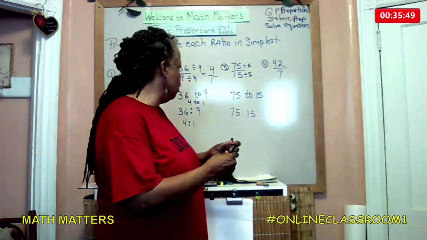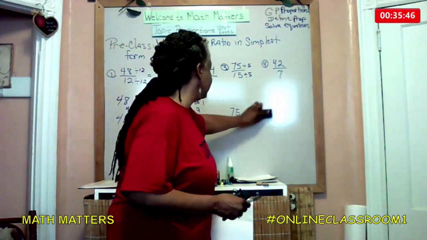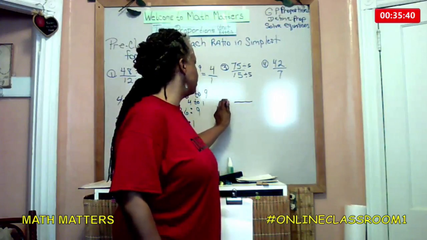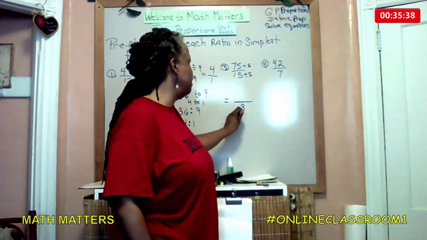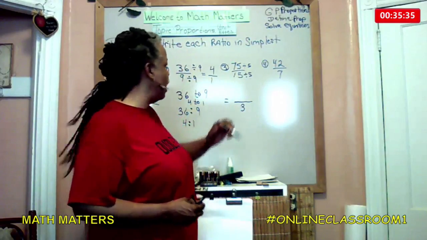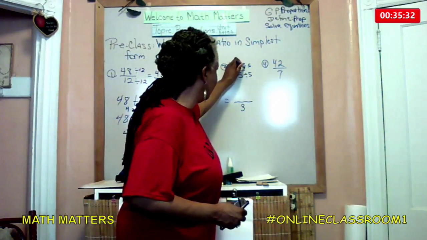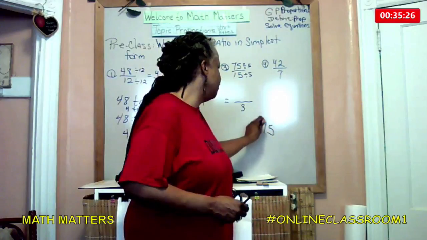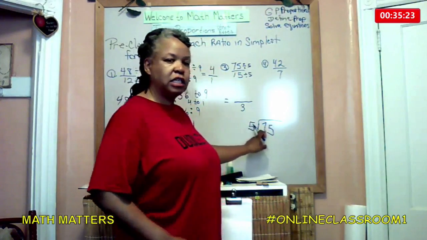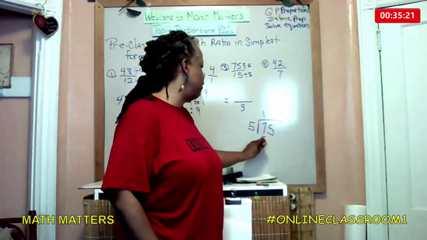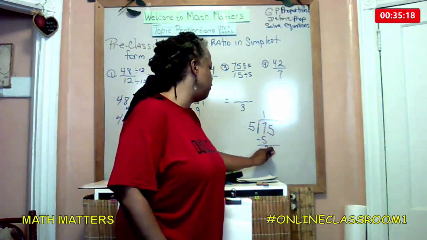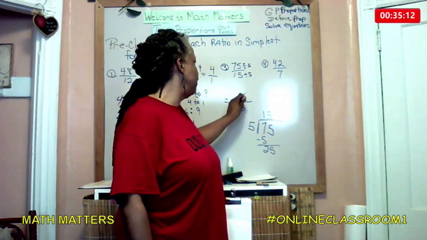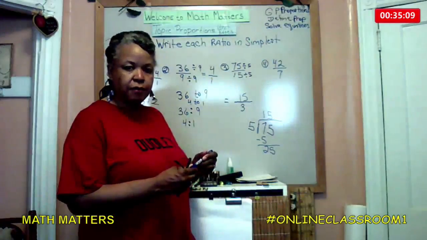15 divided by 5, and I'm going to need more space, so I'm going to bring this down and show you step by step. Let's look at our denominator first. 15 divided by 5 is 3. Now our numerator, 75 divided by 5. Let's look at it off to the side. 75 divided by 5. 5 goes into 7 one time. 1 times 5 is 5. Subtract and bring down the 2, bring down my 5. 5 goes into 25 5 times. So now I have 15 to 3.